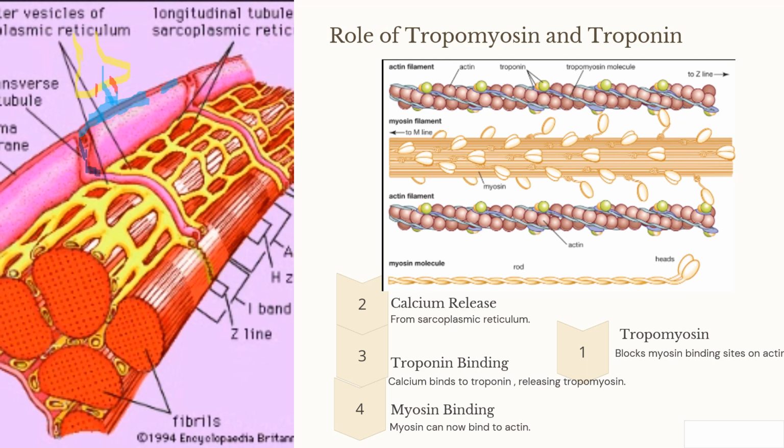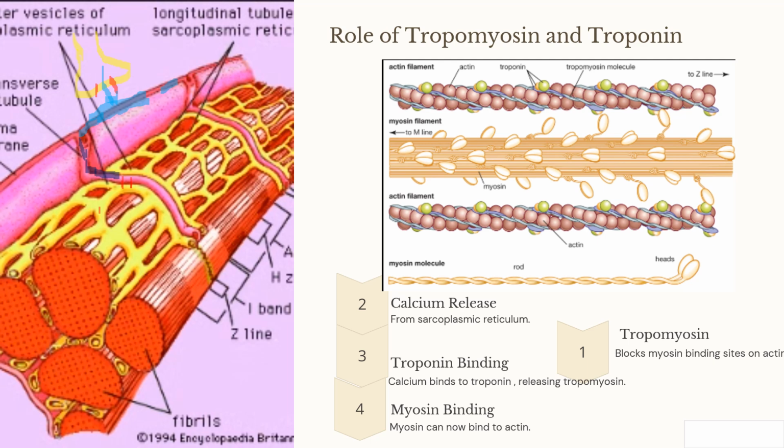Once the depolarization enters into the T tubules, it will induce a conformational change at the voltage sensitive dihydropyridine receptor. So here we have a receptor. This is the dihydropyridine receptor, and that dihydropyridine receptor is mechanically coupled with ryanodine receptors. Once the ryanodine receptor is also activated, calcium is released from the sarcoplasmic reticulum, this yellow part, into the cytoplasm.